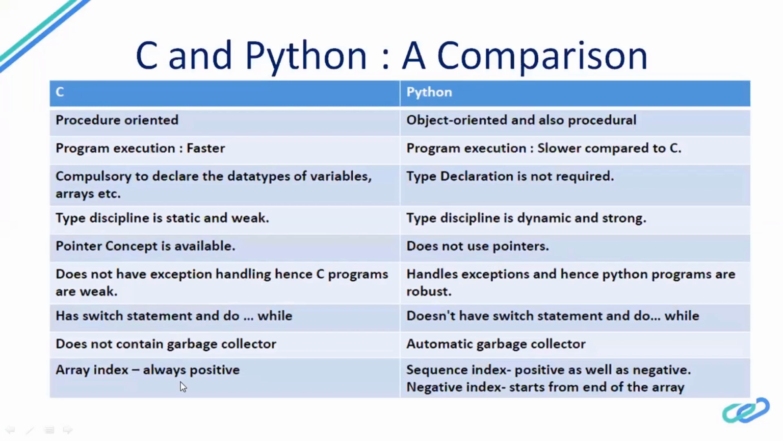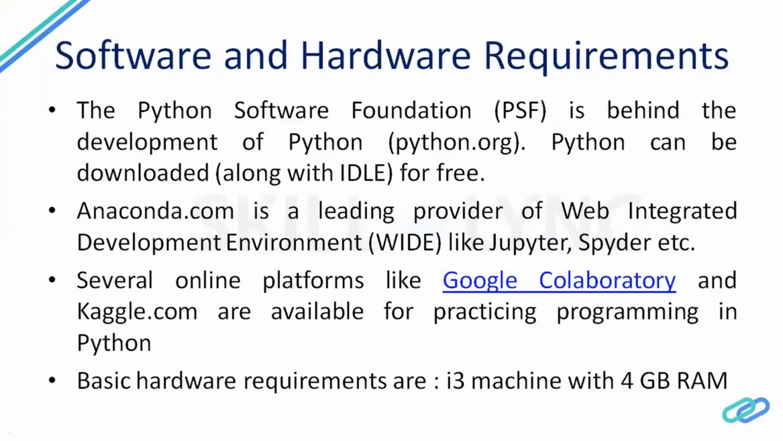Array index is always positive in C language, but in Python it can be negative as well. As you will see, negative indexes are valid in Python, and Python is a dynamically typed language. So here it is, dynamic. So we'll see what is meant by dynamic and strong typing in Python. So friends, these are some of the differences between C and Python.